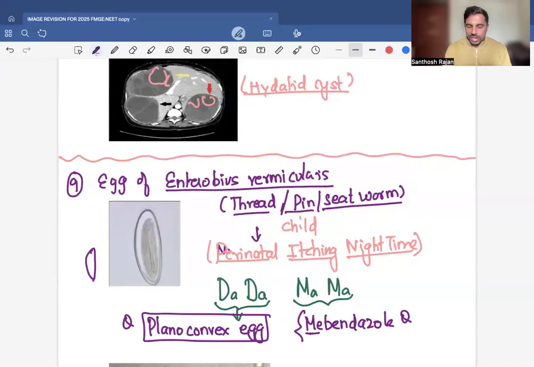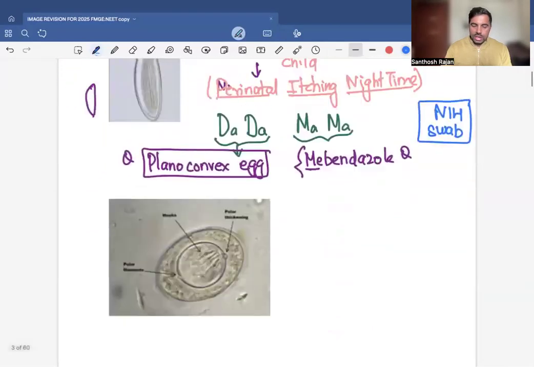The child will cry when it is itching. And you know the diagnostic part, what you're going to use: the NIH swab, or scotch tape we call it. We take it from the perianal region; you don't see it in the stool, only in the perianal region you will see the eggs of this one. Okay, that's it. It's the egg of Enterobius vermicularis. Done. Now, look at this egg.